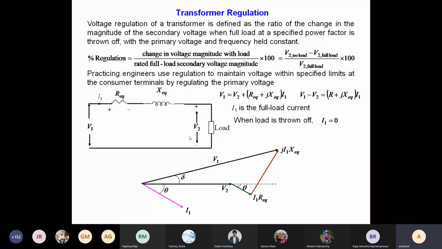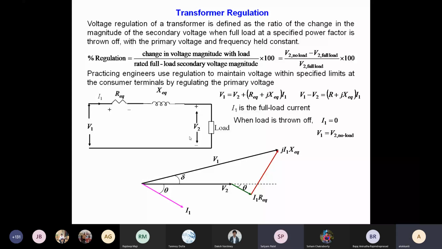So when the load is thrown off, that is, when the full load current suddenly becomes zero, this I1 equals 0. So your V1 is equal to the V2 no load. The V2 no load basically becomes equal to the supply voltage because of the open circuit condition. So we basically want this V2 no load minus V2 full load, by V2 full load, to calculate the transformer regulation.